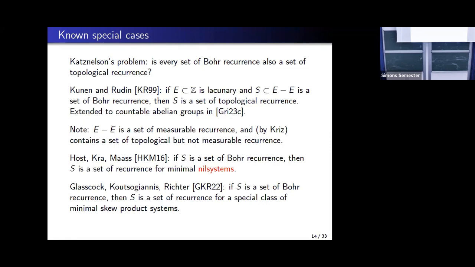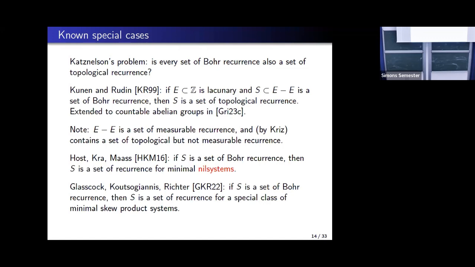That's already a non-trivial fact about Bohr recurrence and topological recurrence, because we know this E minus E is itself a set of measurable recurrence, and we know Frantzikinakis's construction tells us that it contains a set of topological but not measurable recurrence. So this statement is not completely trivial, and seems to be saying something interesting.